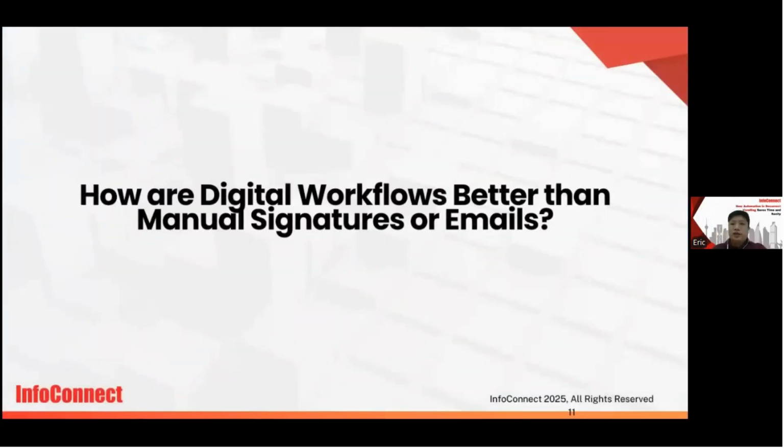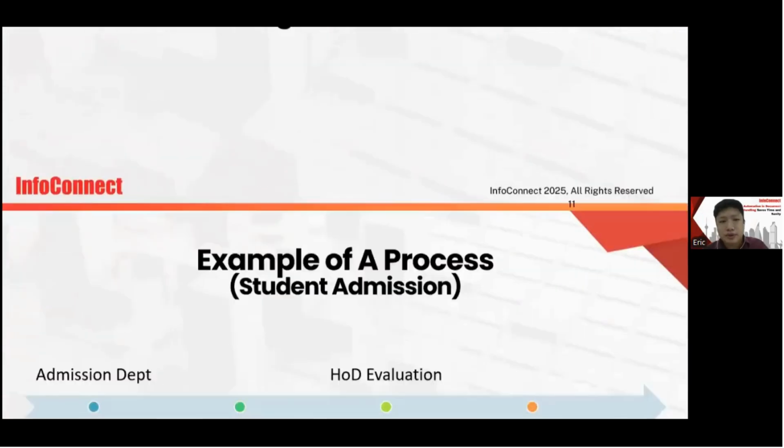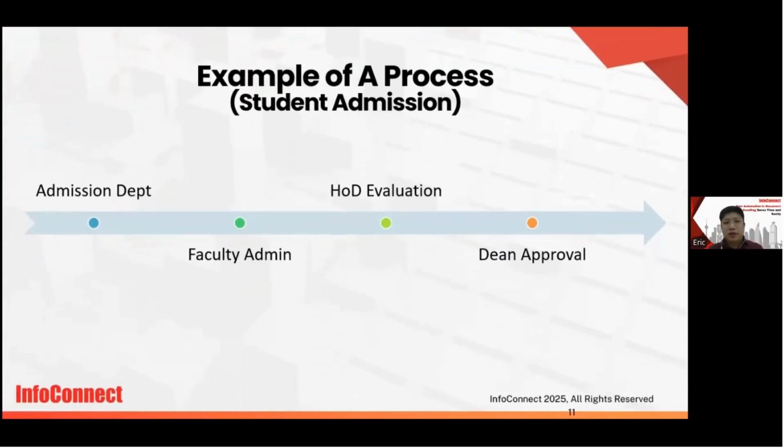Right. So now that we've understood the benefits of workflow automation, how are all these digital workflows better than all these manual signatures and emails? Let us do a comparison. Okay, so we have an example here of a process for student admission. Yeah, so this is a process used by a certain university.